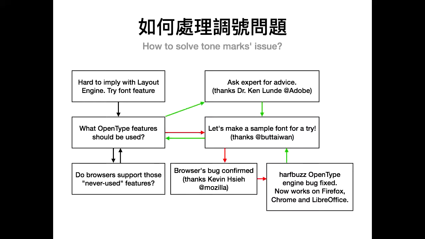First, in a meeting of the CSS working group, some implementers, Mozilla's guys, told me it's hard to implement the tone mark adjustment with the layout engine. Why do you not try the font features? But the OpenType features, I don't know anything about that. The OpenType standard is made by Adobe and Microsoft, and only a few documents you can find on the internet. So I don't know how to get started.